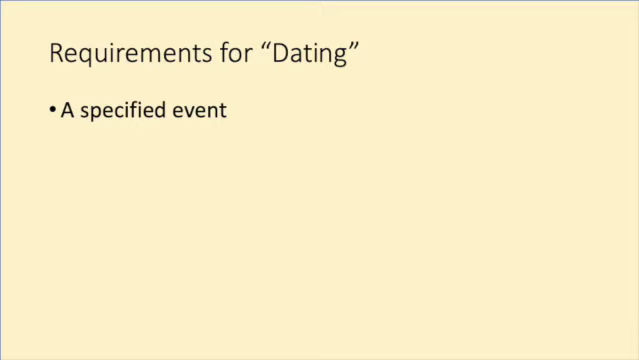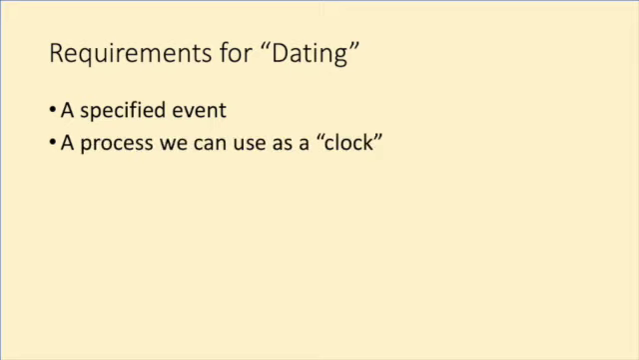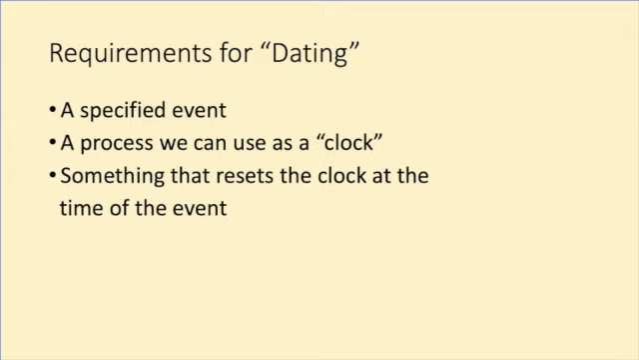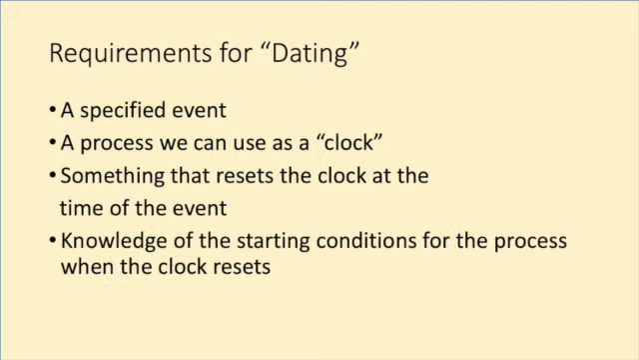No matter whether we're dating sites or beer, dating has several requirements, beginning with specification of a potentially datable event. We also need a process with a known or knowable rate that we can use as a clock, and something that resets that clock at a time that's as close as possible to the event of interest. And finally, we need to know the starting conditions for that process. In the case of our glass of beer, that might be the temperature of the beer or the height of the head right after it was poured.